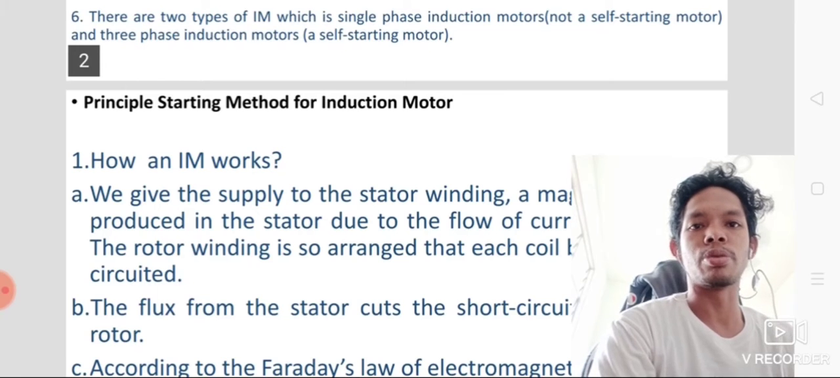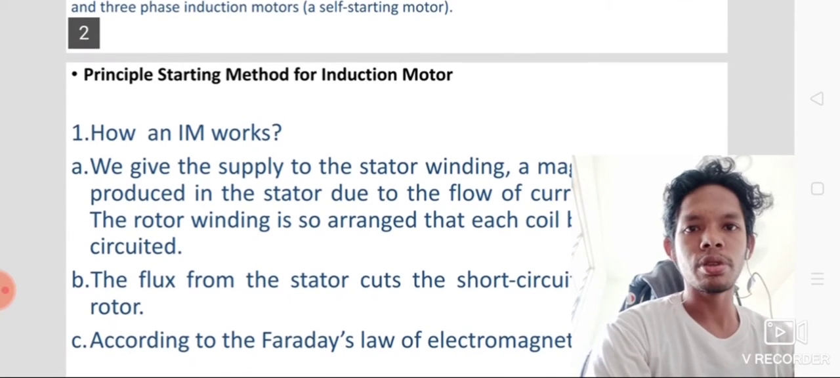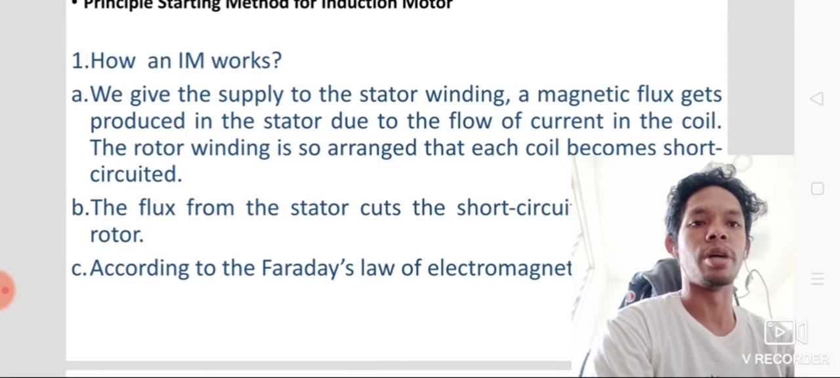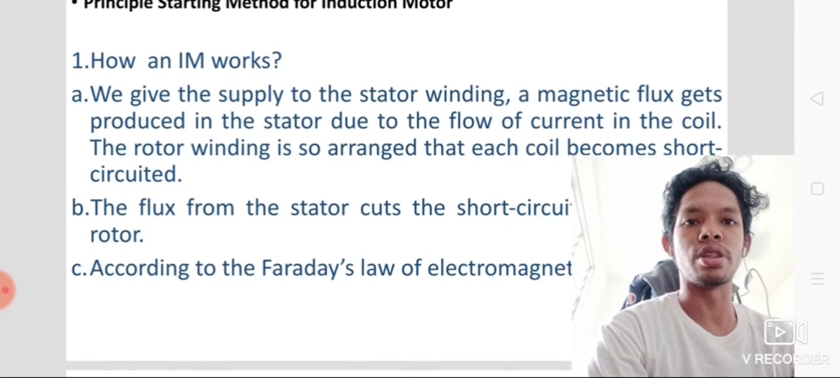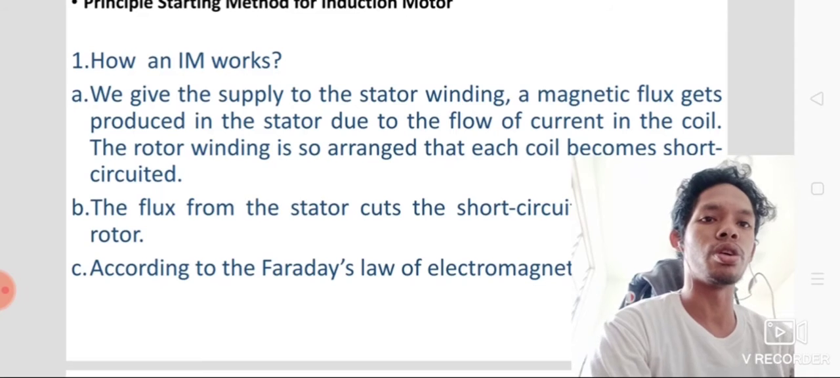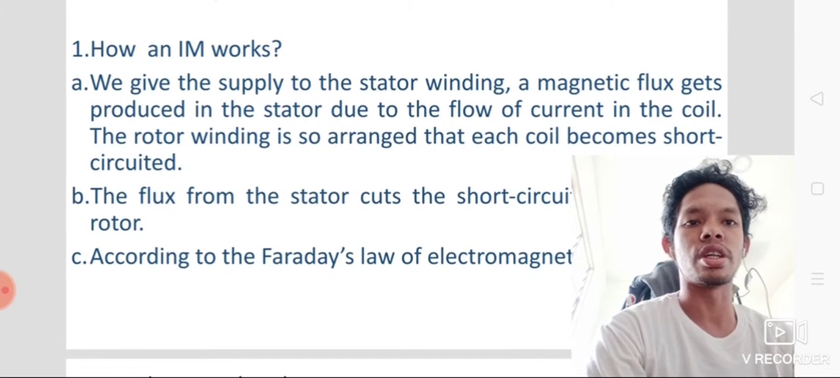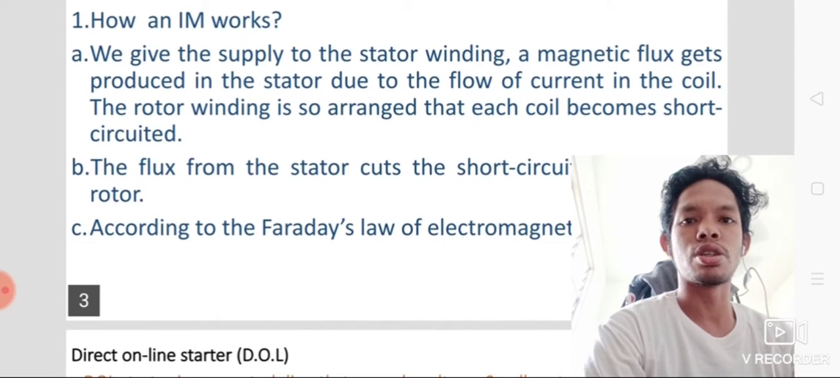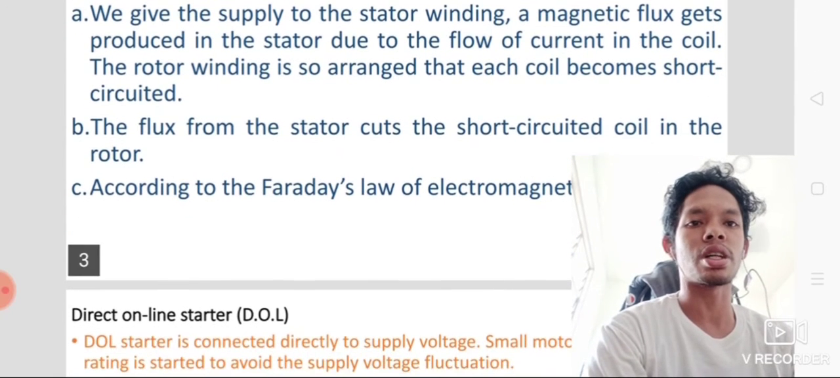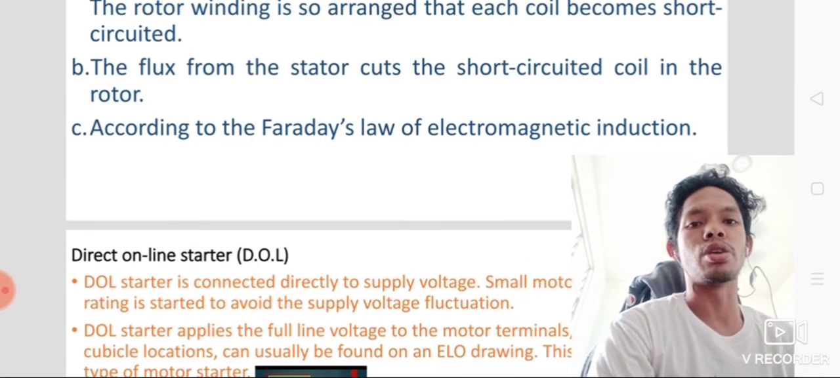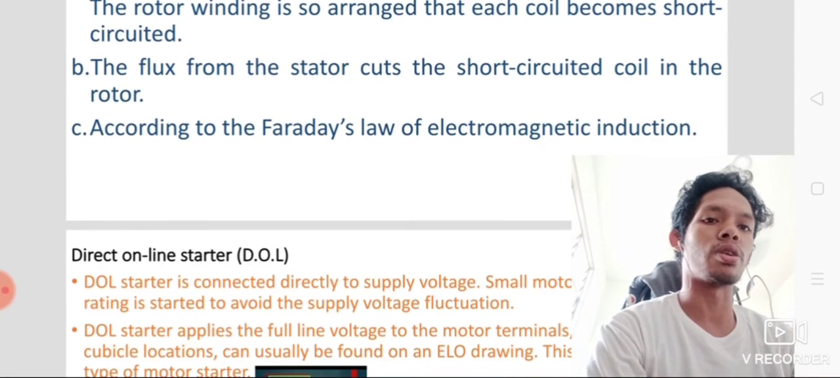Principle for induction motor. Firstly, give the supply to the stator winding. A magnetic flux gets produced in the stator due to the flow of current in the coil. The rotor winding is arranged so that each coil becomes short circuited. The flux from the stator cuts the short circuited coil in the rotor. This is according to Faraday's law of electromagnetic induction.